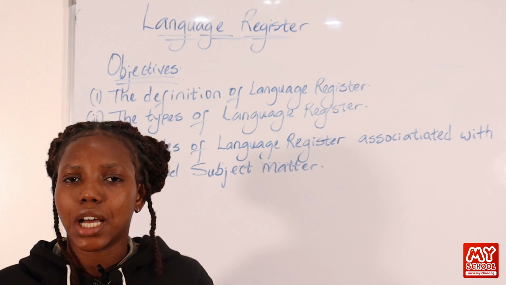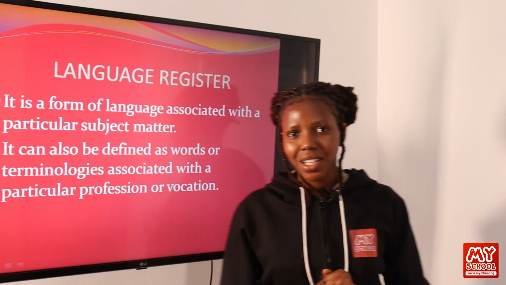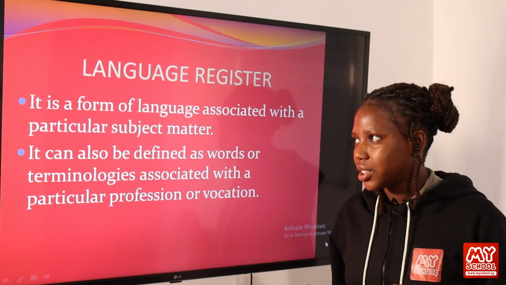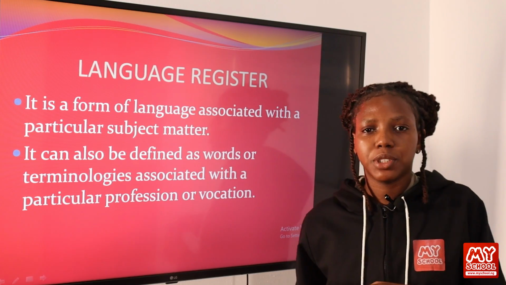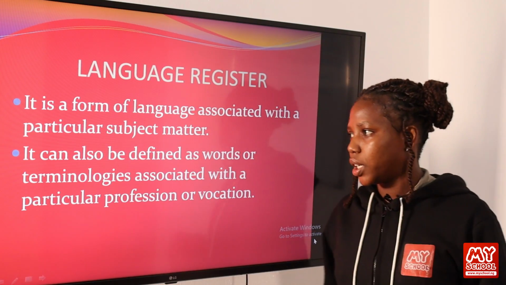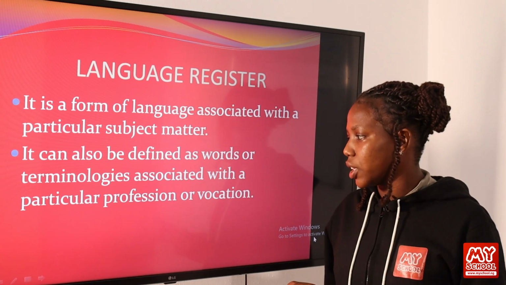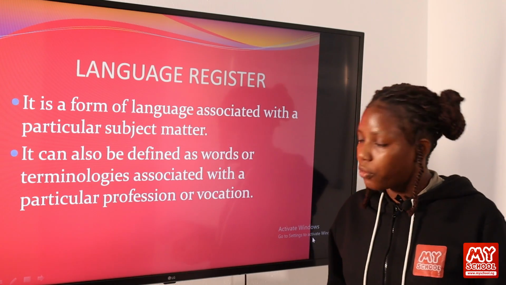Now, how do we define language register? Let's head towards the screen for a better understanding of the definition. Now, I have 2 definitions here. Number 1, language register is a form of language associated with a particular subject matter. And number 2, language register can also be defined as words or terminologies associated with a particular profession or vocation.